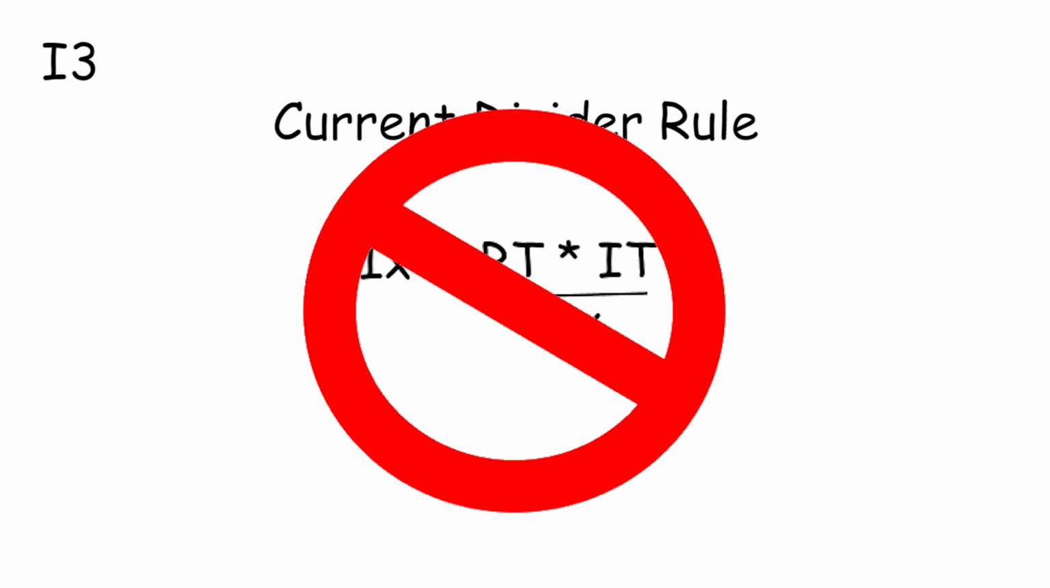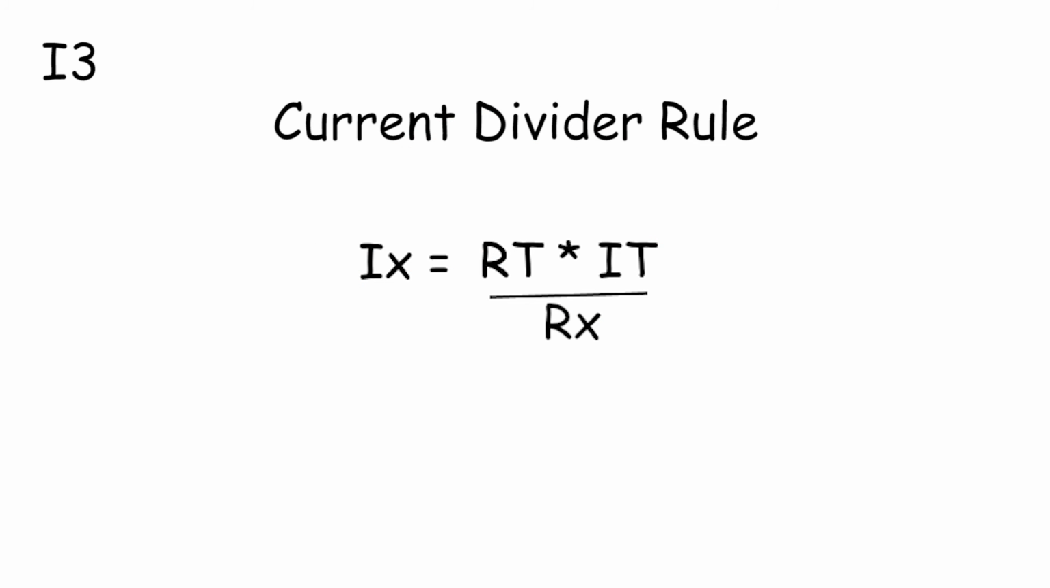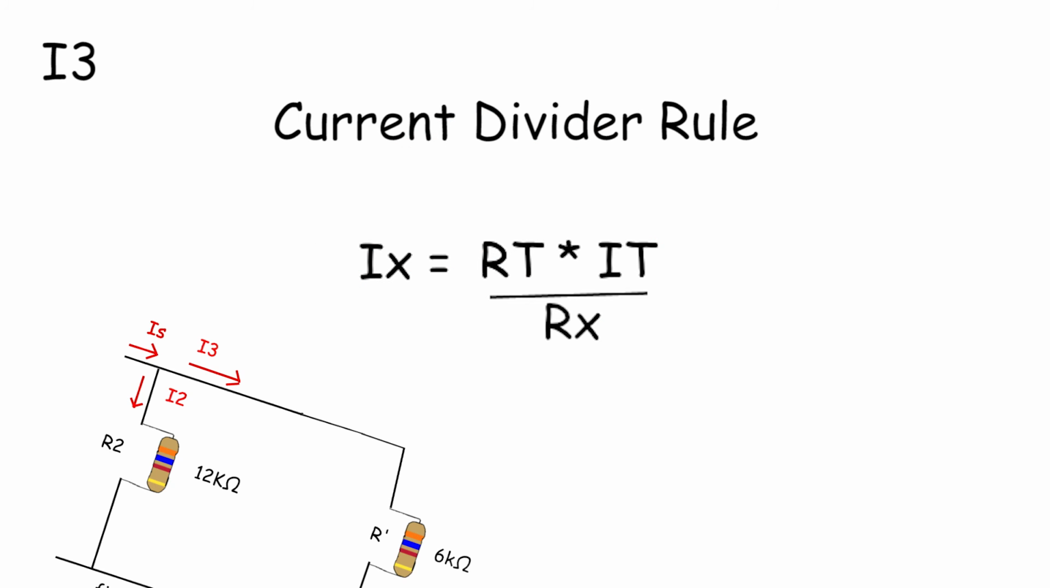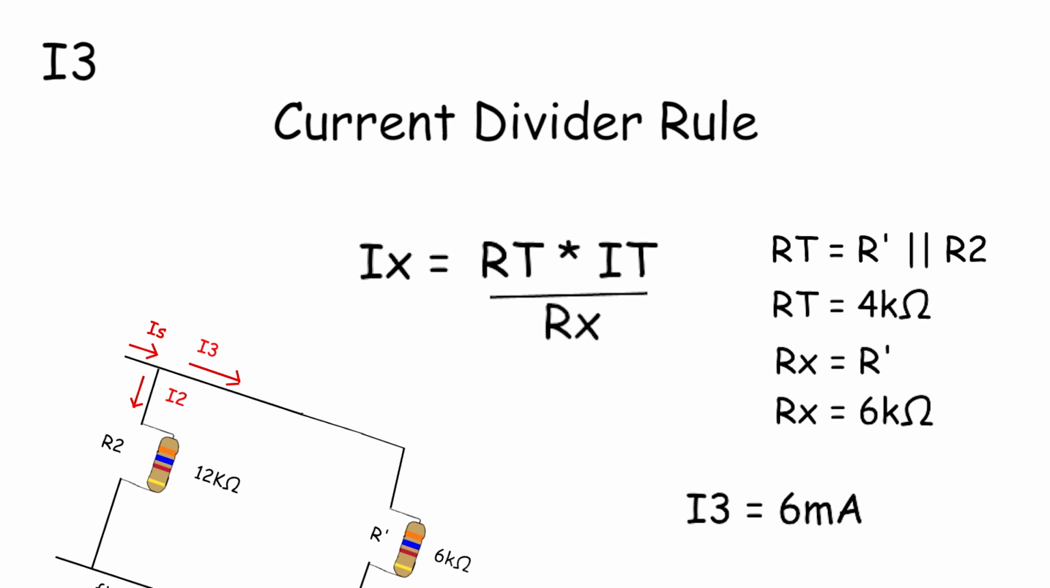Wrong. In this case, we want to see how the current divides between the 2 branches. So RT is actually the total resistance of R' and R2. You ignore R1 as it's already in series, and Rx will be R'.